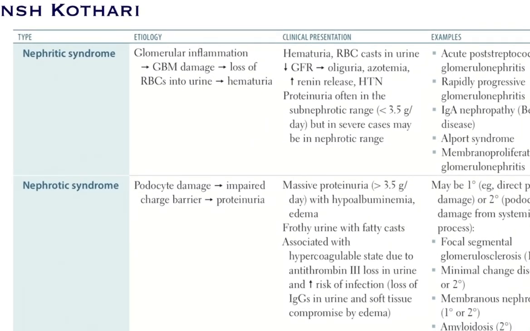Now what is the major cause of nephritic syndrome? It is majorly caused due to disruption of the filtration barrier. That means there is damage to the glomerular basement membrane, which leads to loss of RBCs into the urine, and hence it presents with hematuria. It is majorly caused due to filtration barrier damage.